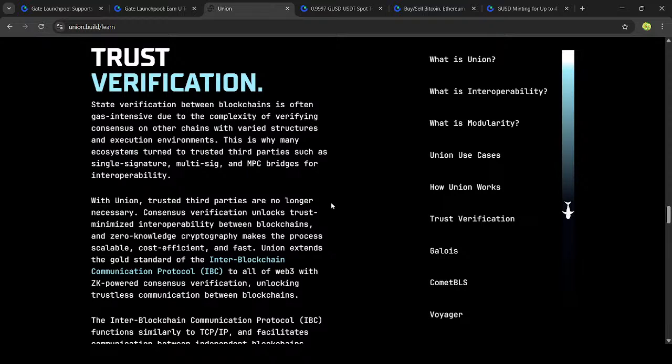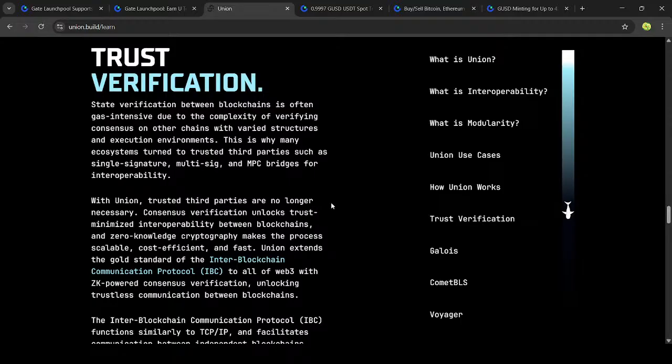So, the trust problem. State verification between blockchains is often difficult due to the complexity of verifying the consensus of the other chain, with varied security and execution environments. This is why many in the ecosystem turn to trusted third parties such as multi-signature and MPC bridges for interoperability.